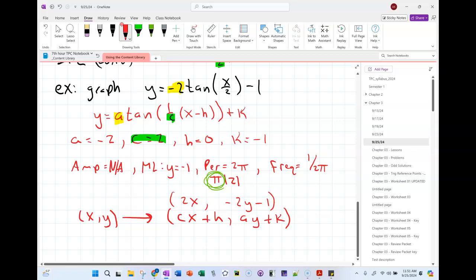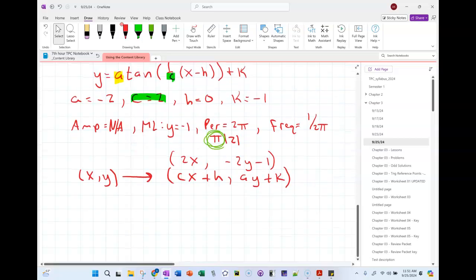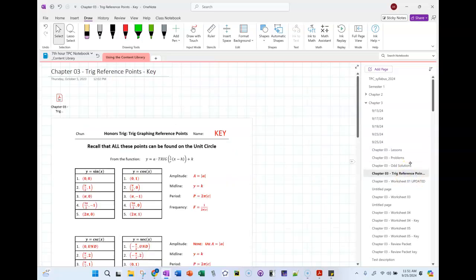Is everybody okay with how I filled that in? So I just filled in my values for c, h, a, and k into that equation. And then I'm going to take my reference points for tangent.